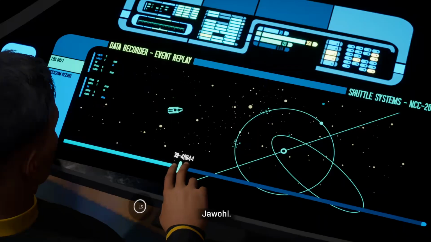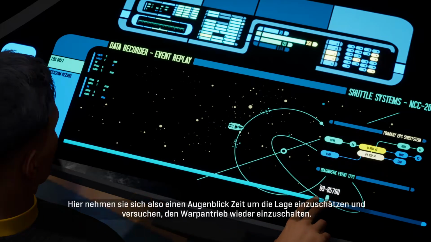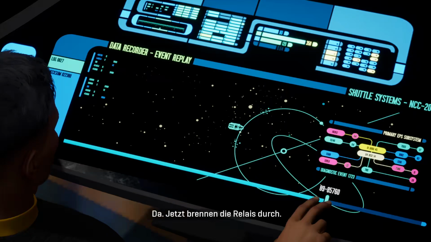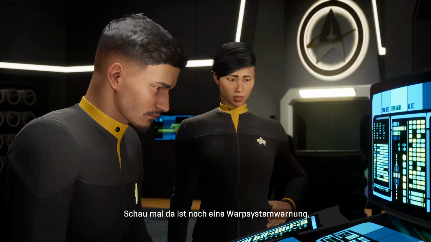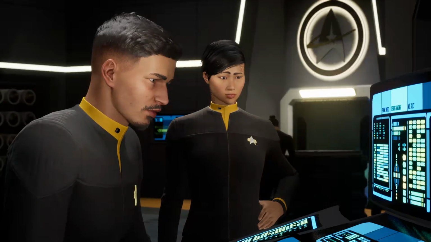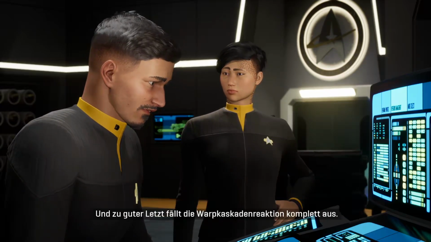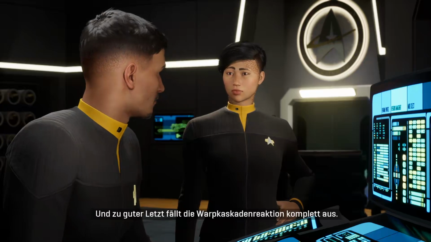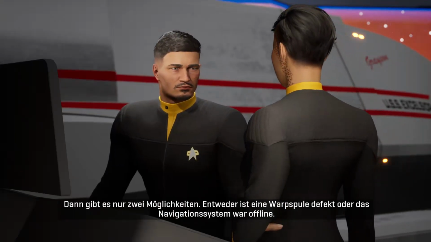Yes, ma'am. Okay, so here, they take a moment to get their bearings and they attempt to re-engage the warp drive. There. That's the relays blowing. And look, there's another warp system alert. They're all the same. Subspace variance out of tolerance, or warp inversions. Finally, there's a complete warp cascade failure. Then it's one of two things. Either a warp coil is cracked or the navigation array is offline.